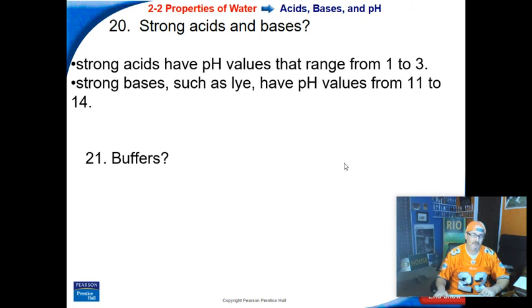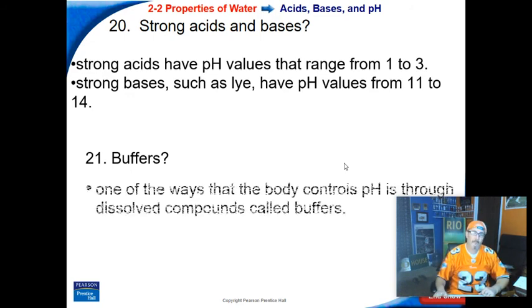Okay, buffers, and you'll learn about strong acids and bases and pH and all that stuff in chemistry. You'll learn about buffers in chemistry. The human body has lots of buffers in it. Buffers, their job is to, see how it's just barely above the picture. I knew that was going to work out. Buffers prevent dramatic changes in pH. So we have a lot of buffers in our body. So like when there's an acid in a location, it doesn't allow it to change the environment a whole lot. So one of the ways the body controls pH is through dissolved compounds called buffers.